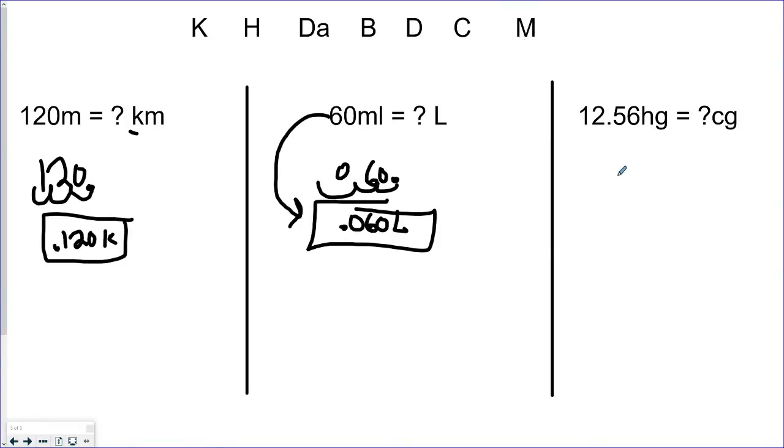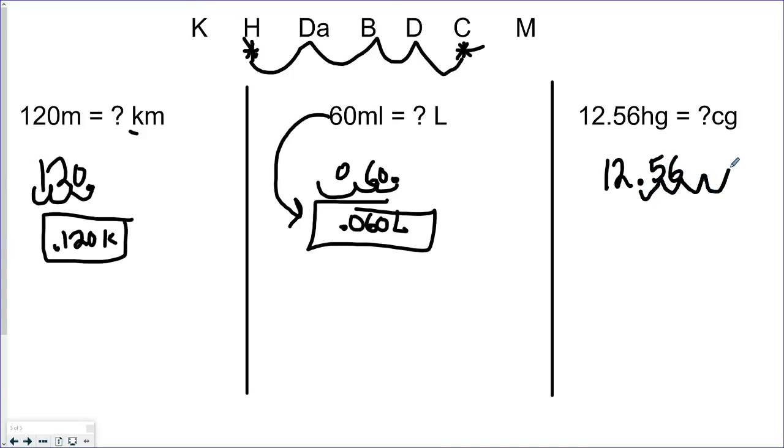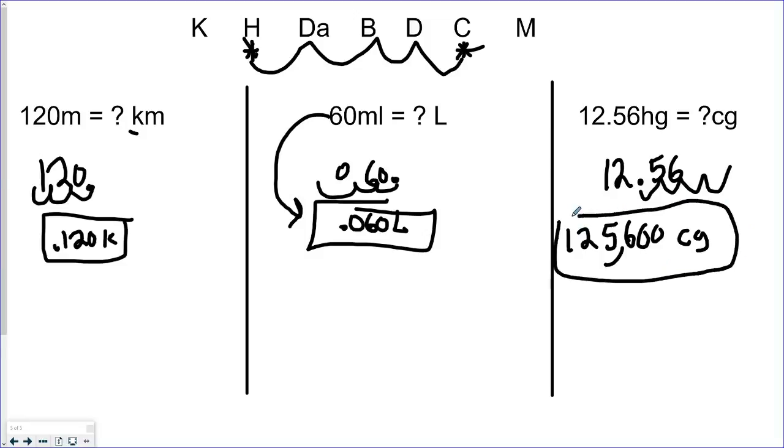What about this next one here? This one actually gives me my decimal. I can actually see where it is. I don't have to put it in myself, which is nice. 12.56 hectograms over here to centigrams way over here. Well, let's count the jumps. 1, 2, 3, 4 to the right. Again, empty loops are filled in with a 0. So this becomes a rather large number: 125,600 centigrams. But again, no need to do a conversion factor, no need to multiply or divide.